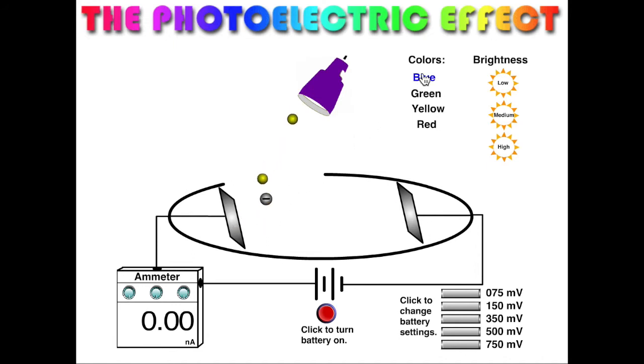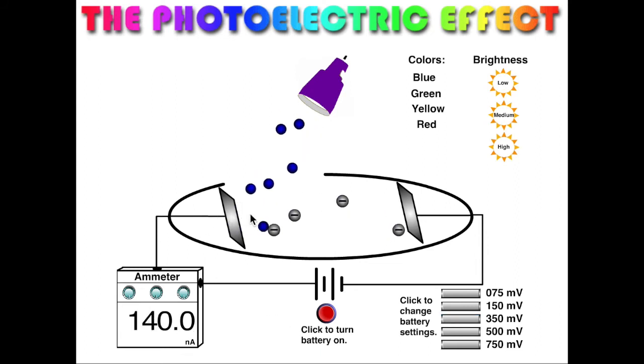Now if we go back to blue, and we just go to 350, the current is 100 nanoampere. We will check if the brightness of the light source has any effect on the current. Now the brightness is set to low. We will set it to medium, and set the voltage to 350, and we have it at 120. We will set the brightness to high and set again the battery to 350. We have it at 140.